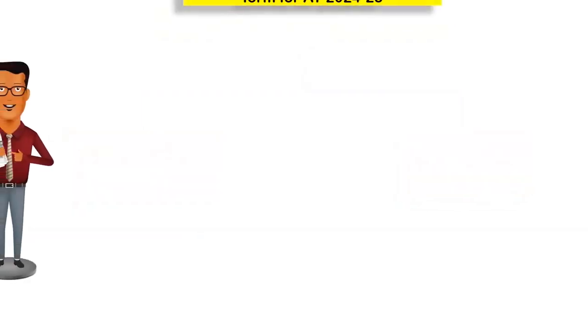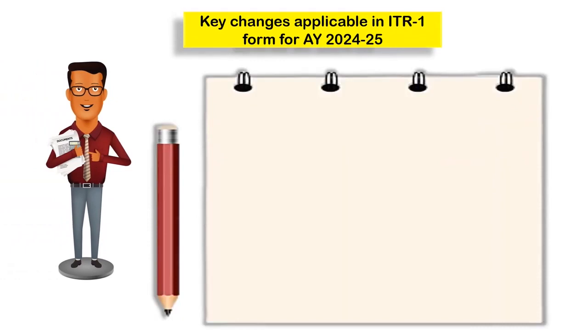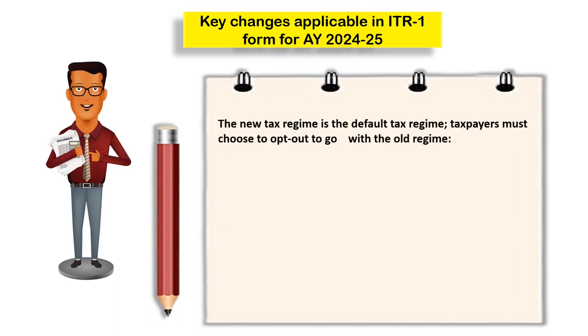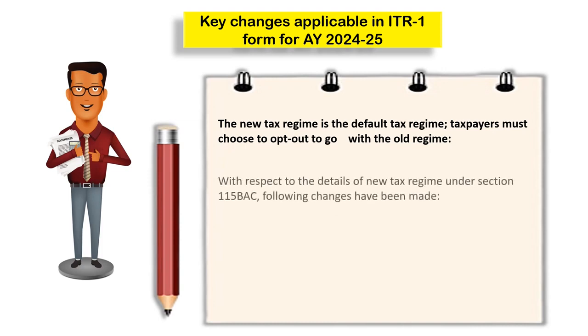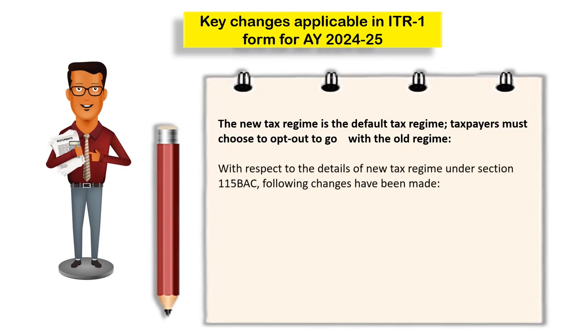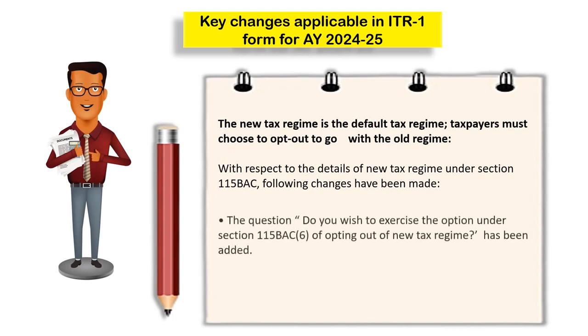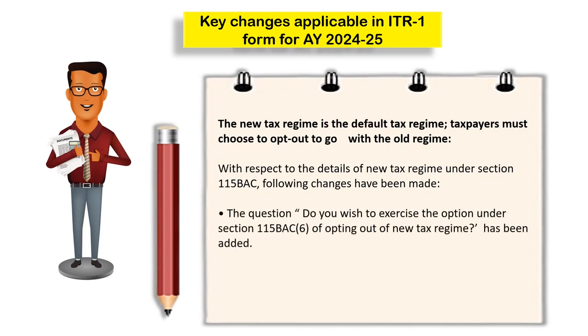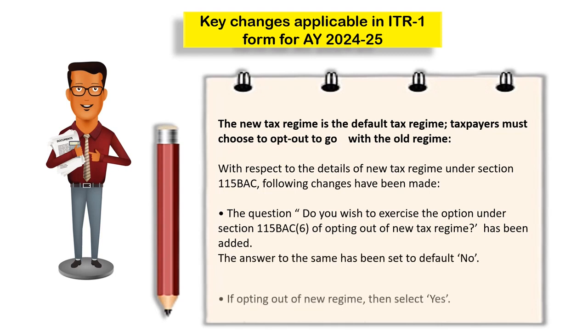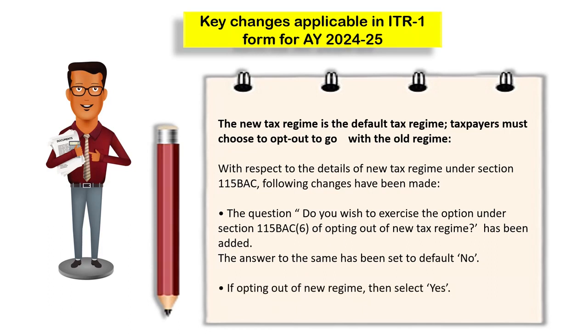Let us first see the key changes which are applicable in Form ITR 1 from assessment year 24-25. Please note, the new tax regime is the default tax regime from assessment year 24-25. If you wish to opt for old tax regime, you are required to opt out of the new tax regime. Therefore, a question, do you wish to exercise the option under section 115 BAC subsection 6 of opting out of new tax regime, has been added? The answer to this question has been set to default as no. If you are opting out of new tax regime, you are required to select yes.